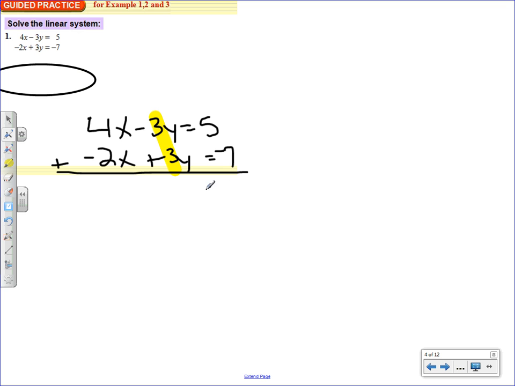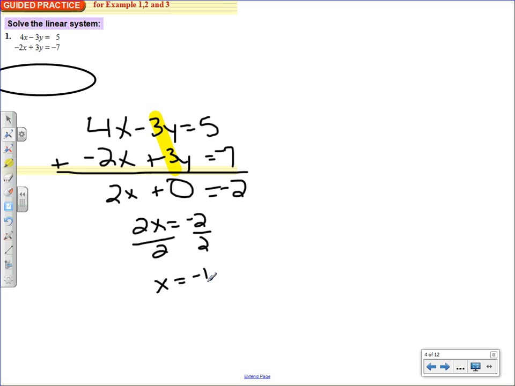5 and negative 7 would give us negative 2. Negative 3y and positive 3y would give us 0. And 4x minus 2x is going to give us 2x. So we have this simple equation, 2x equals negative 2. To solve, we divide both sides by 2. X is going to equal negative 1.